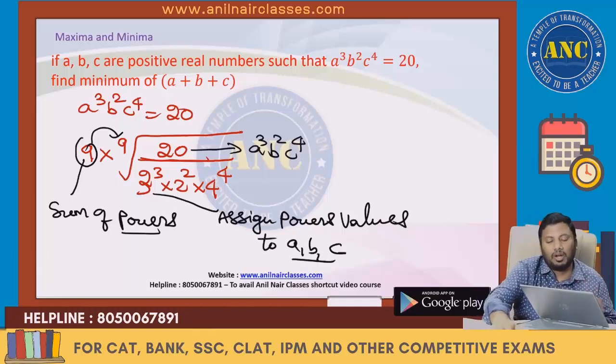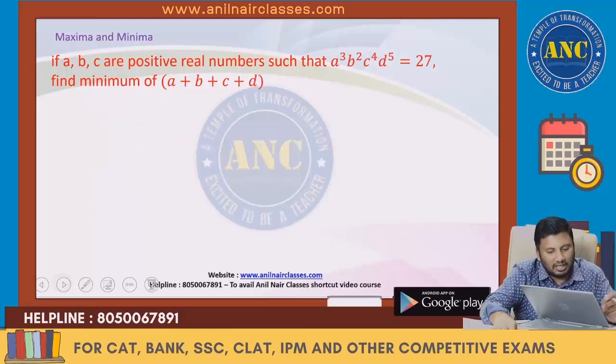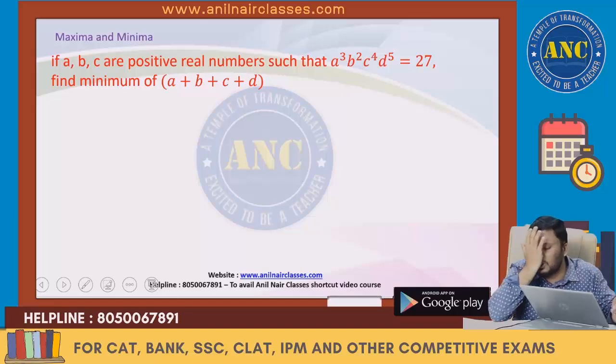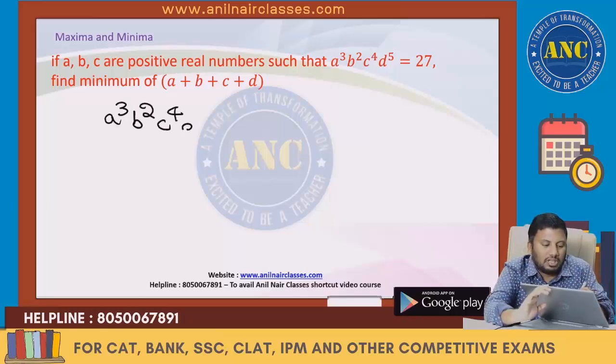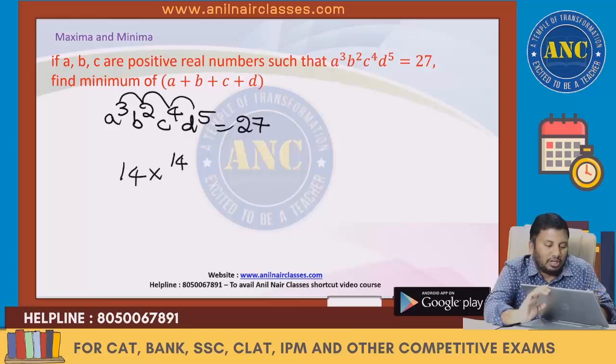I will tell you one more method. Just hold on, sir. I hope this method is clear. Tell me this one: a cube b square c power 4 d power 5 is 27. Totally how many values are there? 3, 2, 4, 5: 5, 9, 14. So the answer is 14 into 14th root of 27.